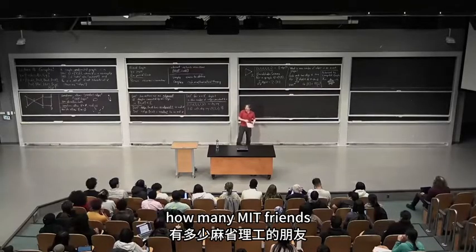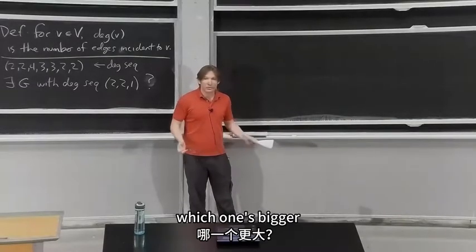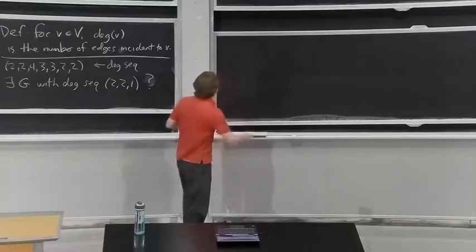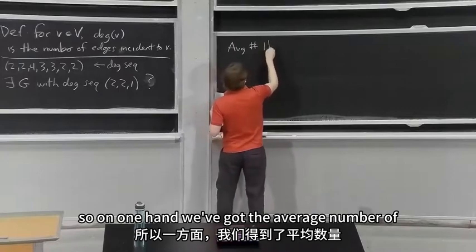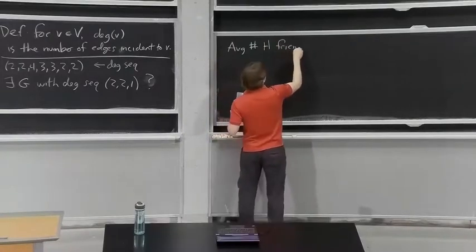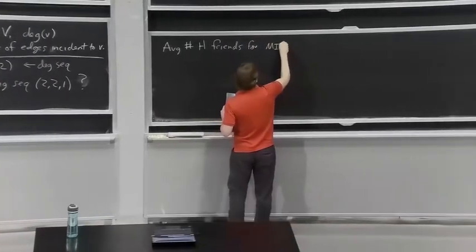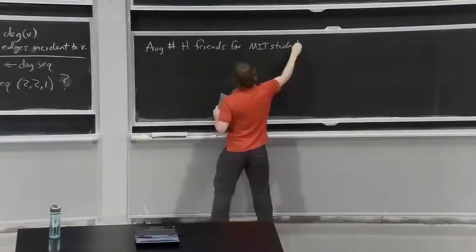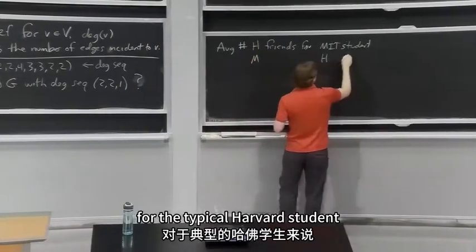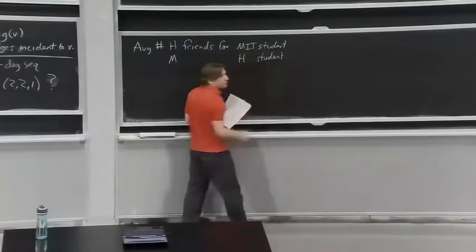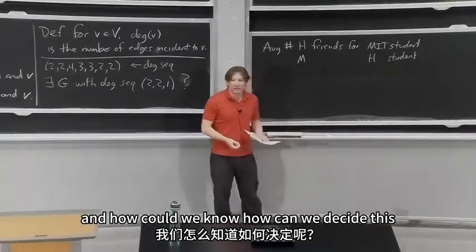What about the reverse question? How many MIT friends does the typical Harvard student have? Which one's bigger? Let's see. So on one hand, we've got the average number of Harvard friends for the typical MIT student, or the average number of MIT friends for the typical Harvard student. Which one's bigger? And how could we know? How can we decide this?